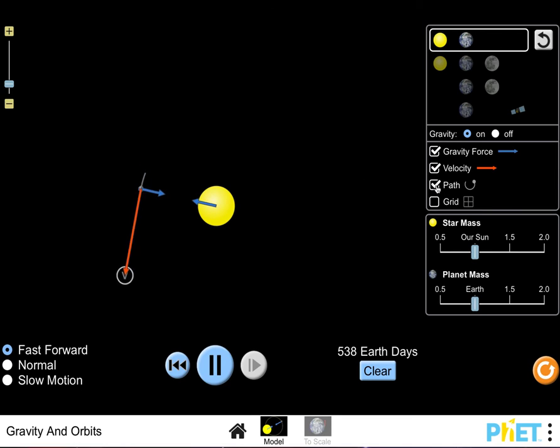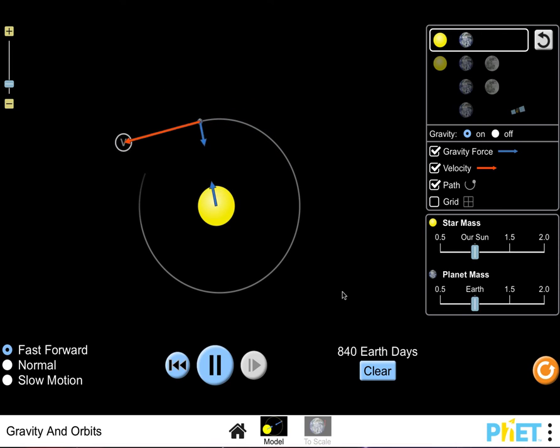So let's look at the path. You can see it again here. The Earth is moving in a circle. The velocity is perpendicular to the radius of the circle, but the force is pointing towards the center of the circle. So because that force points towards the center of the circle, we're going to call that the centripetal force.